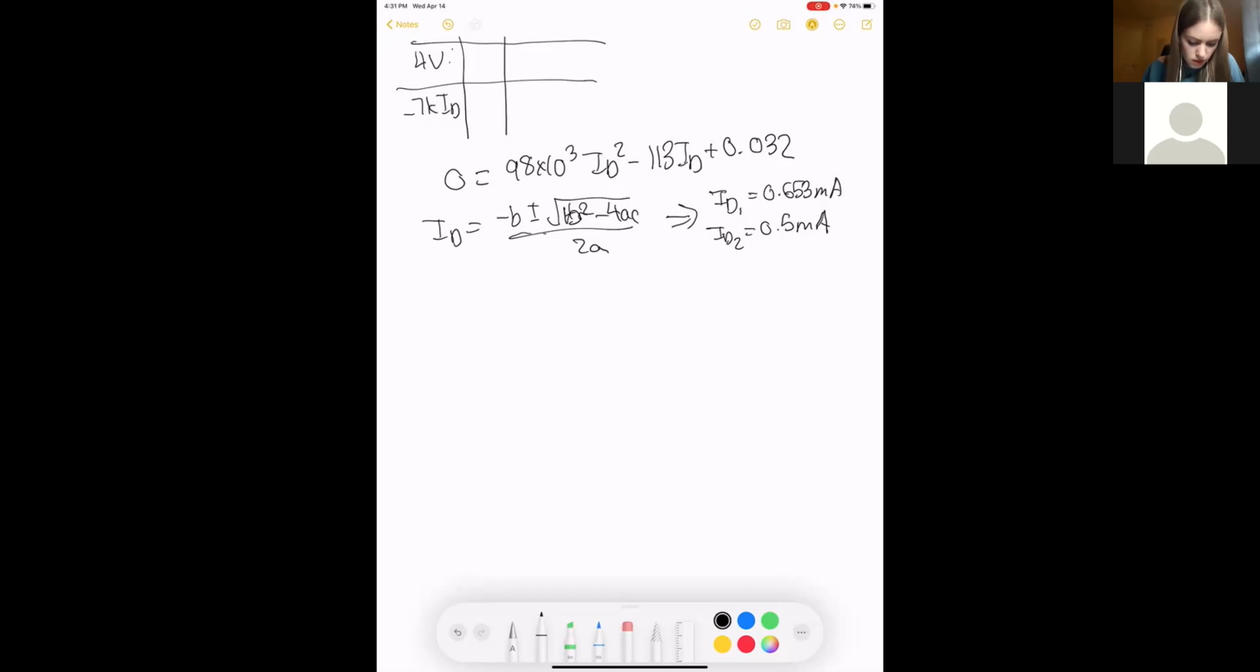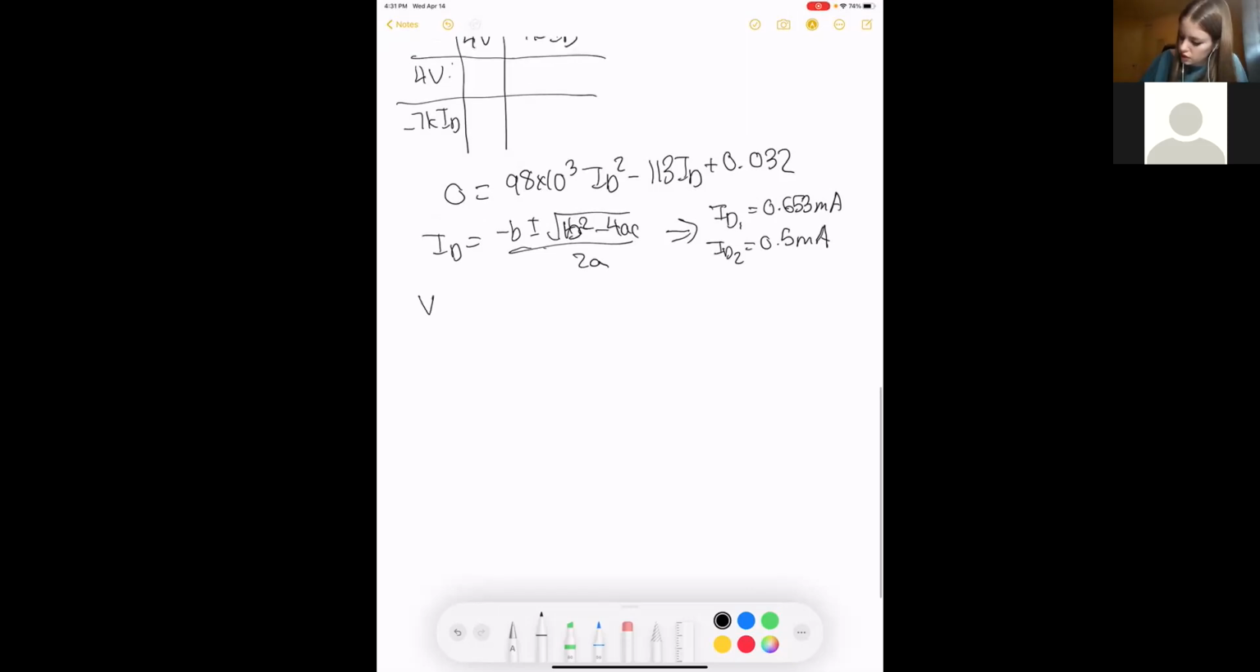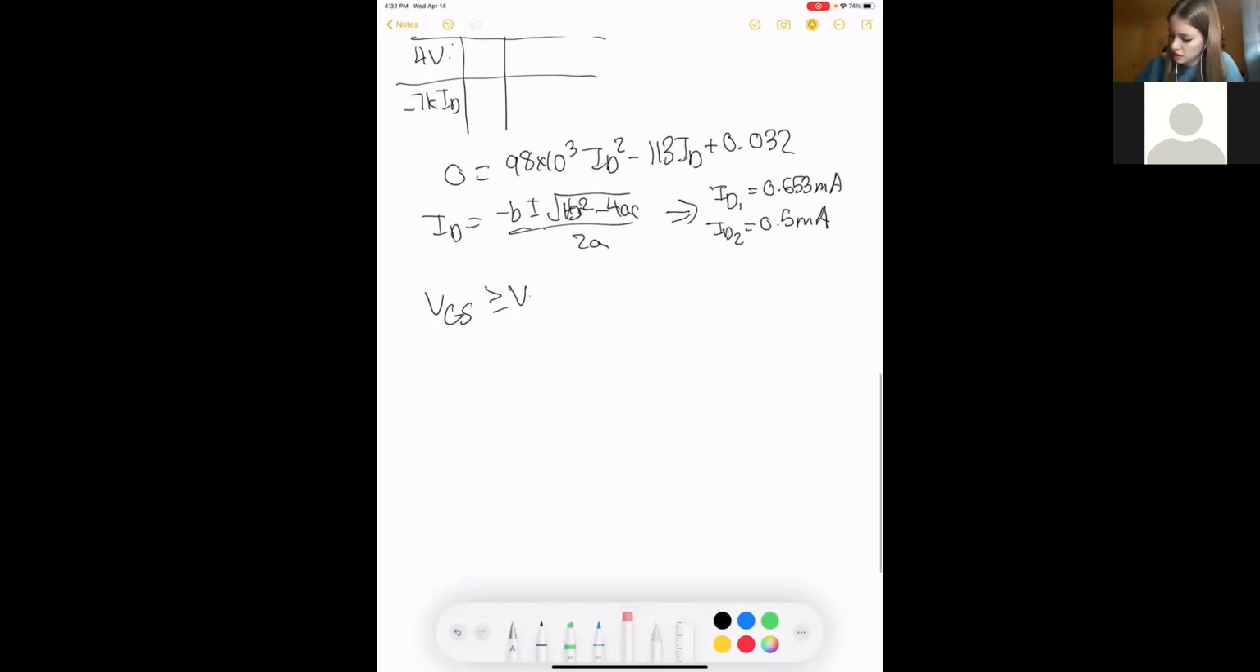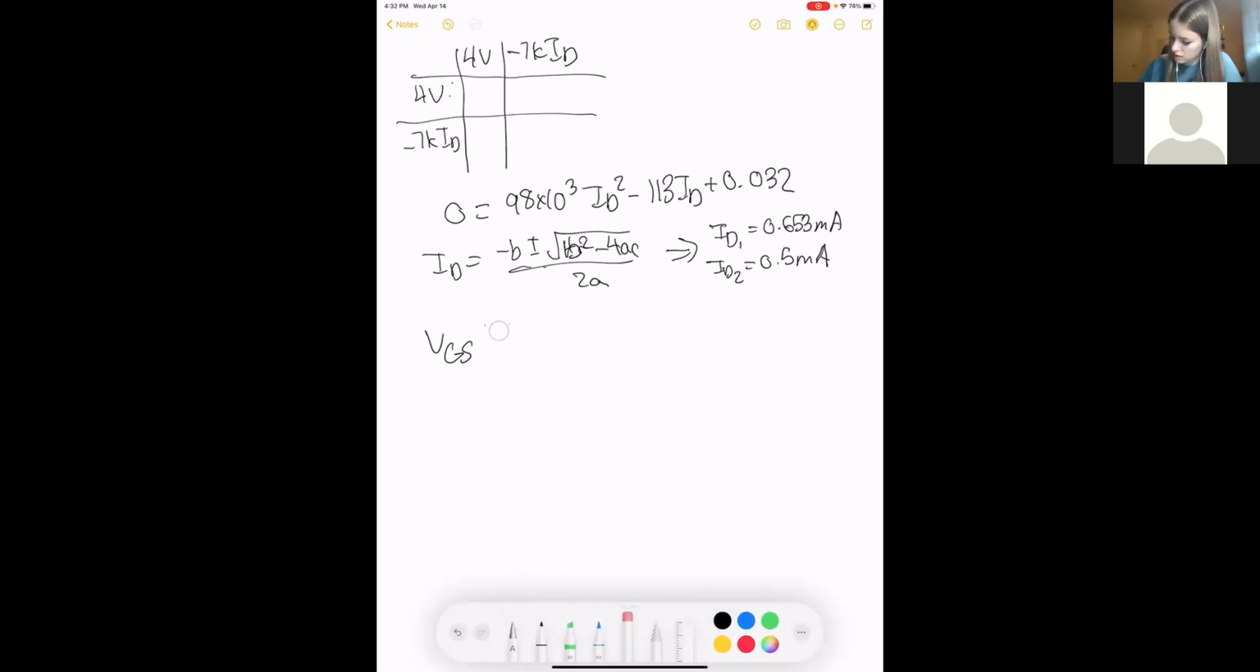Let me just find what I'm looking for. VGS has to be greater than, no, it doesn't have to be greater than VT, my bad. That's not what I meant. VDS has to be greater than VGS minus VT, as we know, but also VGS, oh yes, that is what I want, is greater than VT. Oh, yes, thank you for letting me know.